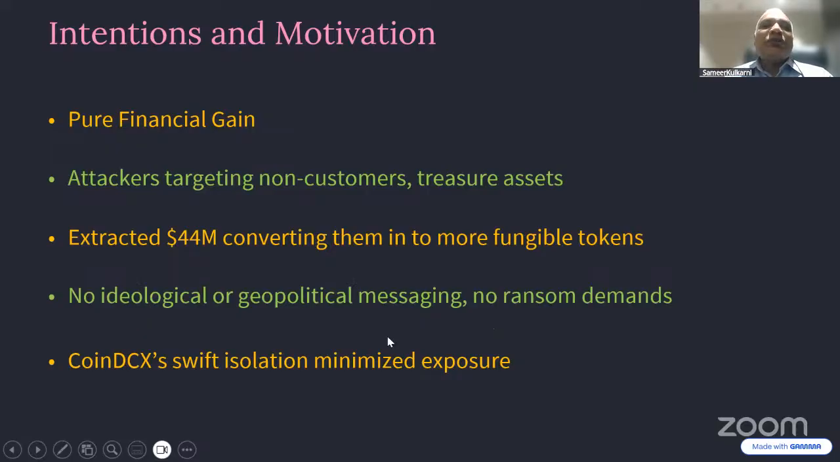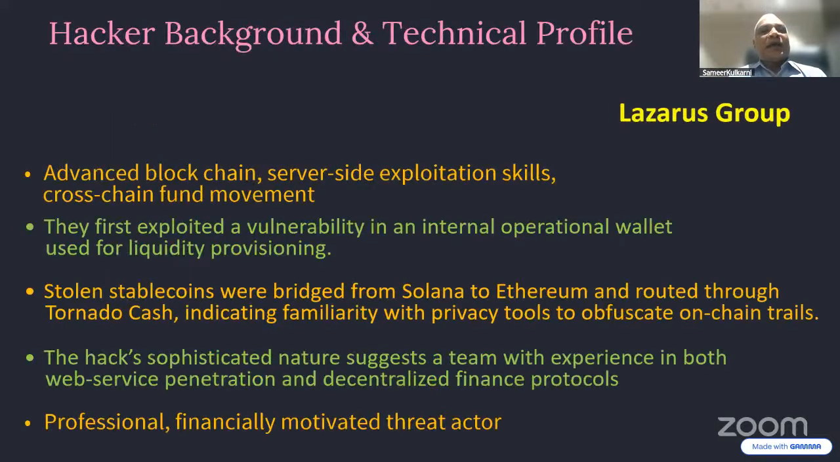And the most important aspect, again, though it came a bit late, was CoinDCX's swift isolation that minimized the exposure. Otherwise, from $44 million, it could have increased much more than that. So isolating a particular node or a server which was attacked is very interesting to monitor what is happening in your ecosystem and to control it, right?